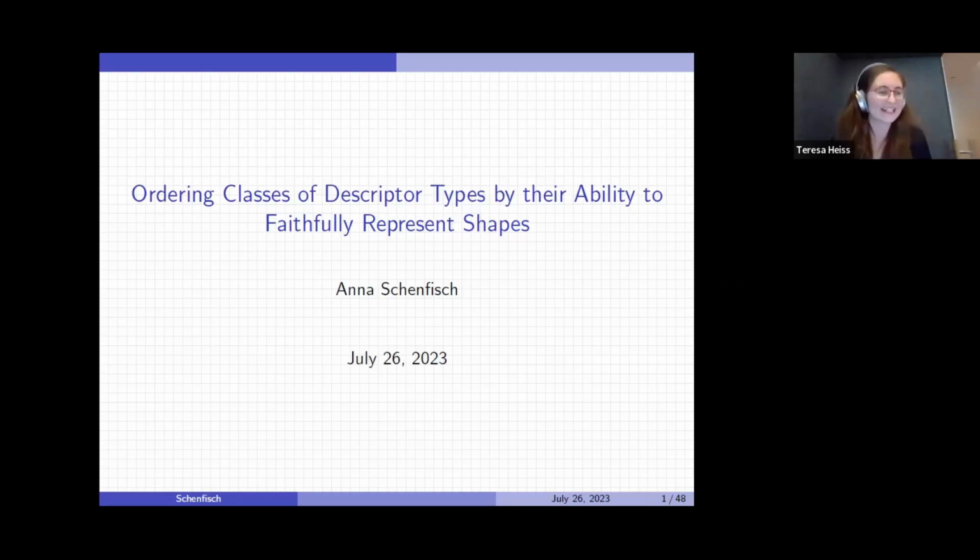Our speaker today is Anna Schenfisch, and she will be telling us today about ordering classes of descriptor types by their ability to faithfully represent shapes. Take it away.